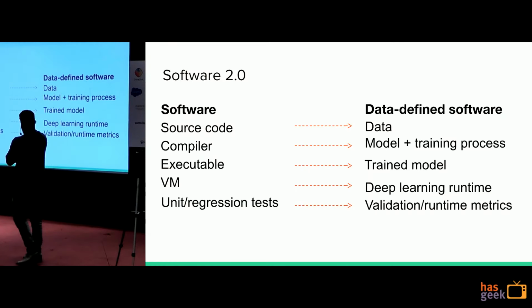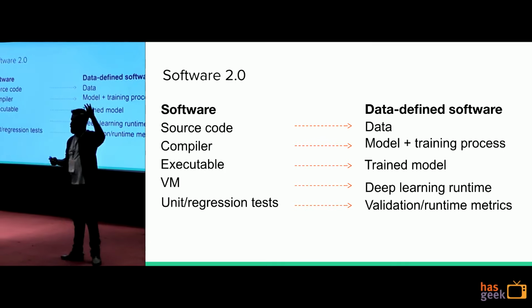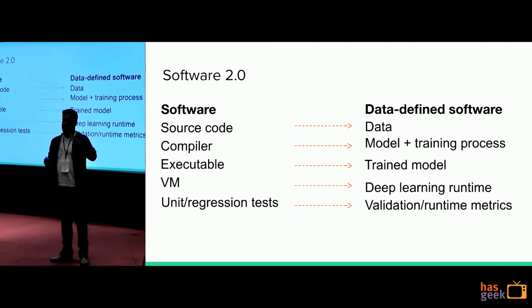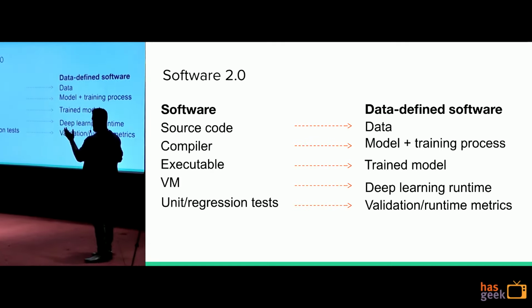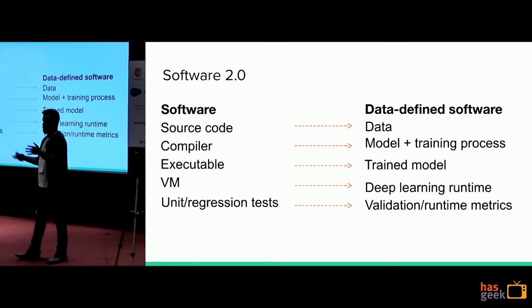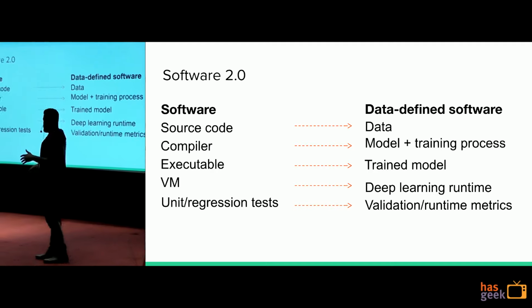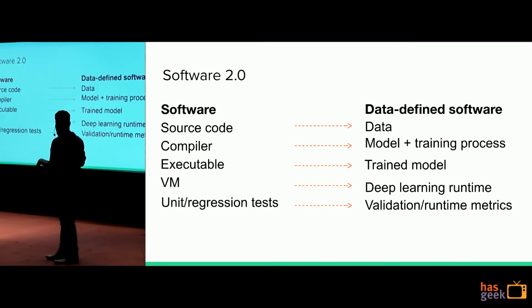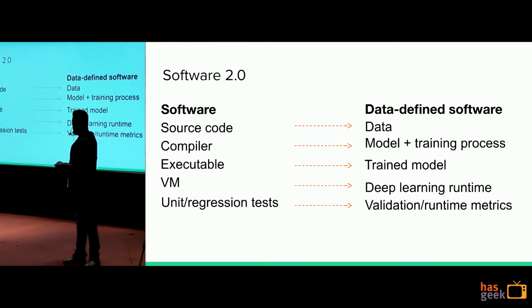So this is what I've mentioned as software 2.0. What we had earlier in software 1.0, there's an alternative in the software 2.0 world. Source code is being seen as the data. Everything that you had in software 1.0, you have an alternative in the data-defined software era. I'm going to specifically talk about the VM and the deep learning runtime, which is what RedisAI is about.